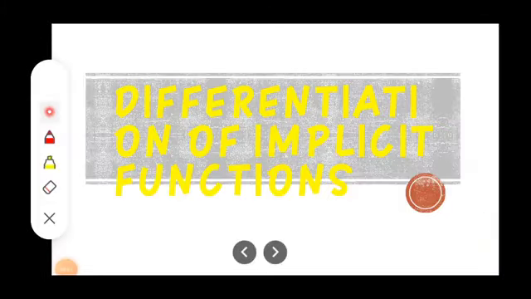Guys, and for today I am going to discuss differentiation of implicit functions. So consider the simple equation xy is equal to 1. Here it is clearly possible to obtain y as the subject of this equation and hence obtain dy over dx.